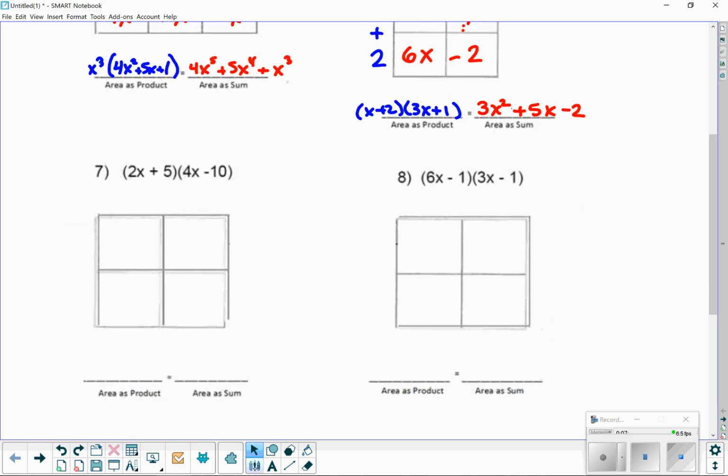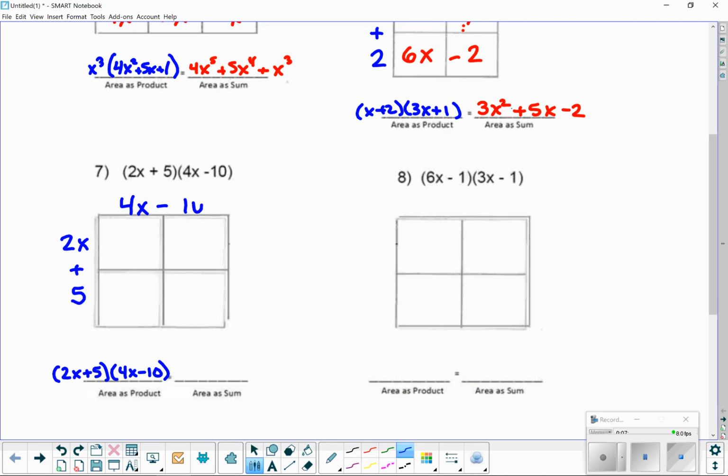Okay, so again, I'm going to take advantage because I already have that set up as area as a product. This is going to be 2x plus 5 and 4x minus 10. Okay, that's area as a product. I'm going to go ahead and just write it along the vertical, 2x plus 5 and 4x minus 10. Okay, let me go through and do the work.